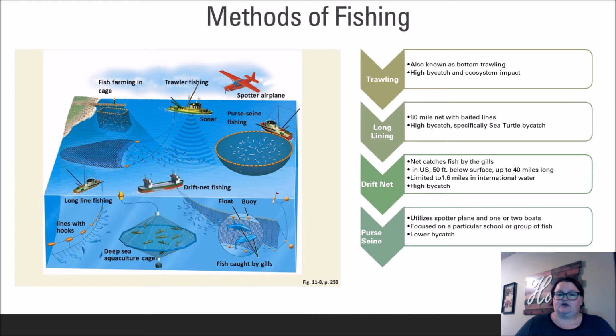Lastly, you have purse seining, which is a process that uses spotter planes that are able to see specific schools of fish. Then a boat or boats will release a net and will wrap it around the school of fish and cinch it closed. This helps to target a specific population. While bycatch is possible, it is much less likely in purse seining than any of the others.